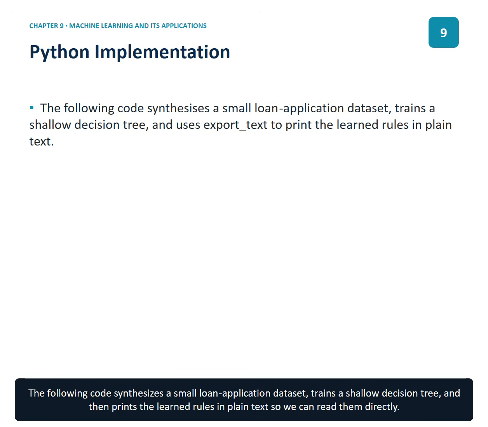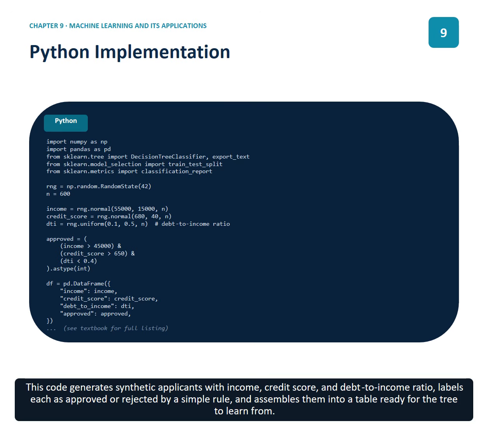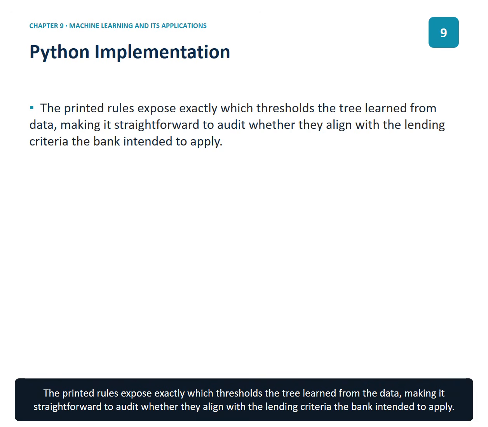The following code synthesizes a small loan application dataset, trains a shallow decision tree, and then prints the learned rules in plain text so we can read them directly. This code generates synthetic applicants with income, credit score, and debt-to-income ratio, labels each as approved or rejected by a simple rule, and assembles them into a table ready for the tree to learn from. The printed rules expose exactly which thresholds the tree learned from the data, making it straightforward to audit whether they align with the lending criteria the bank intended to apply.